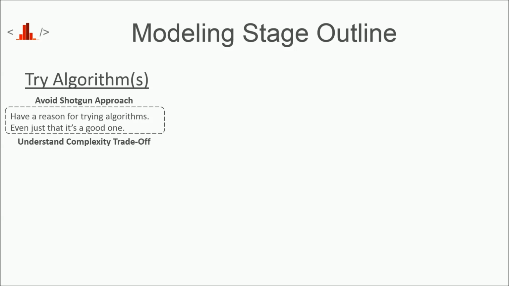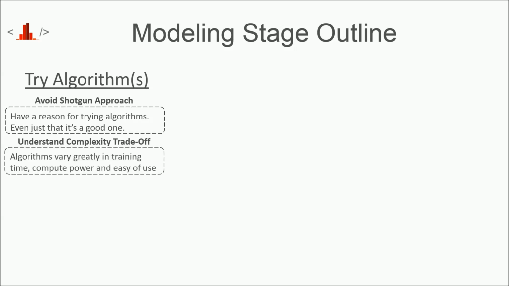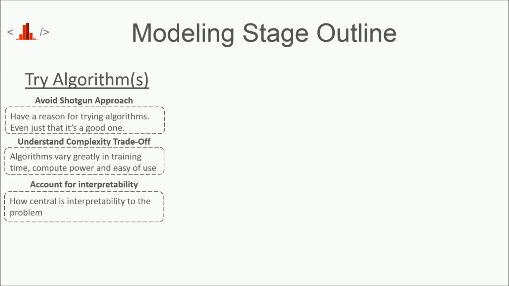And then understand the complexity trade-off. You can understand the curse of dimensionality, and of course just understand that some algorithms are going to take way longer to train, take way more resources in compute power, and be less interpretable often. So make sure you understand that and keep that in mind in the business context as well. The interpretability, we mentioned that in the questions to ask. Just make sure that you understand how relevant that is to the particular problem.